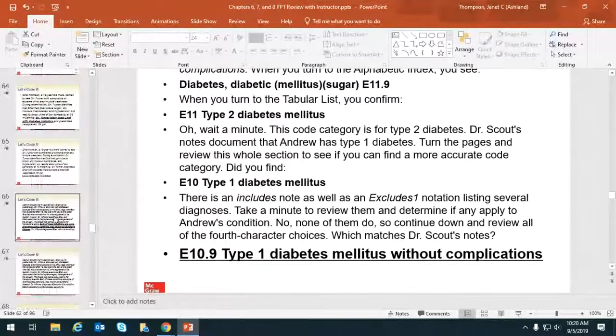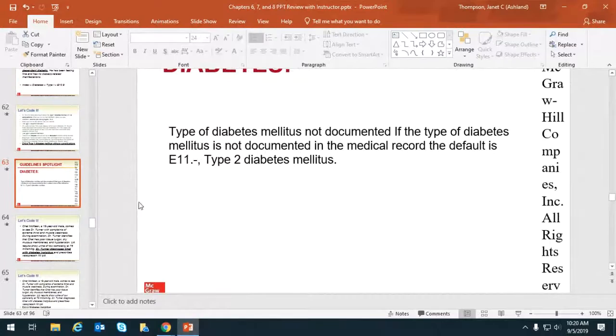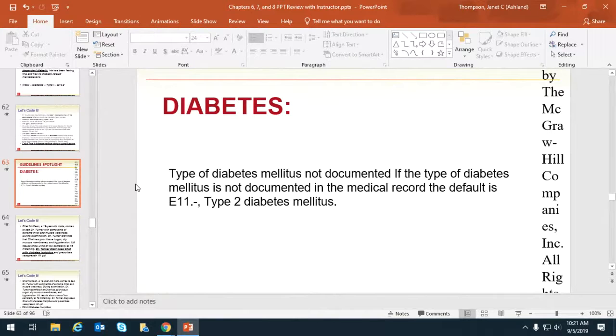All right, so guideline spotlight, these are in the guidelines of your book. This is a particular one I wanted to highlight. If the type of diabetes is not documented in the medical record, whether it's type 1 and so on, you're going to default to E11 point whatever applicable fourth character, type 2 diabetes. So if the patient's record, Janet Thompson, says she has diabetes, we don't know what type, type 1 or type 2, we're going to default to the type 2 category. So that is an actual guideline. And I had this one pop up on my CPC test, so that's why I always remember that.